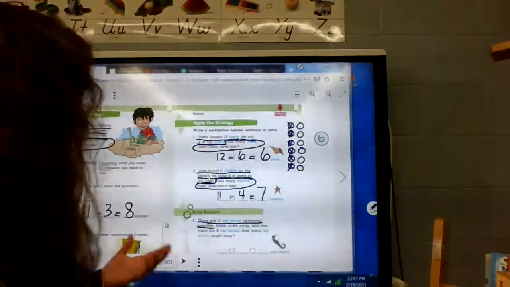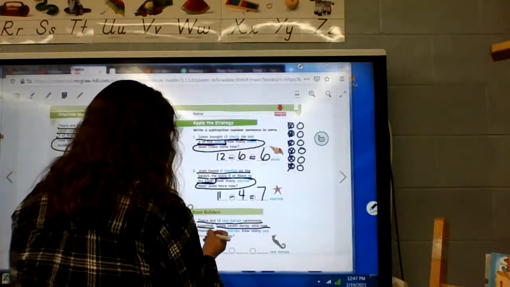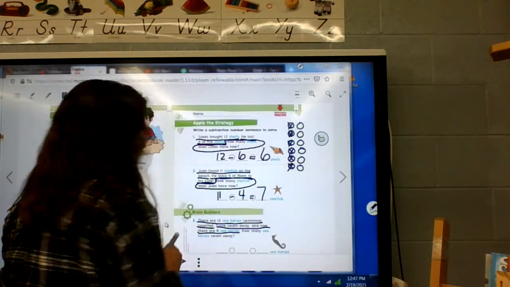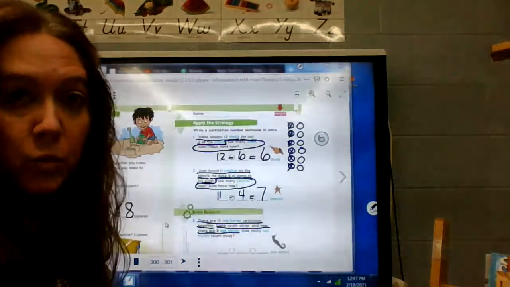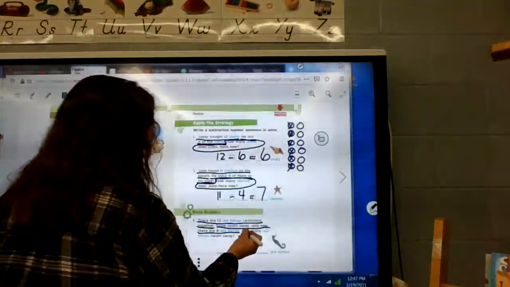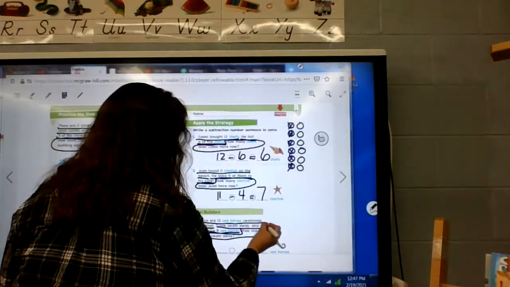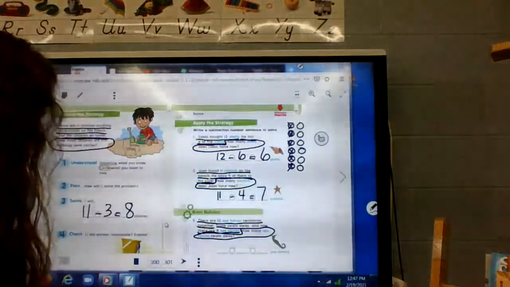What else do we know? We know some swam away, and now there are 8 seahorses. This is a tricky one. What do we need to find out? How many seahorses swam away? Okay.